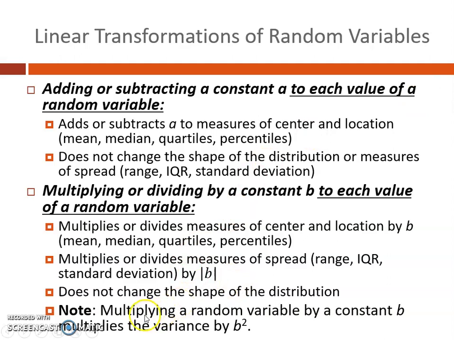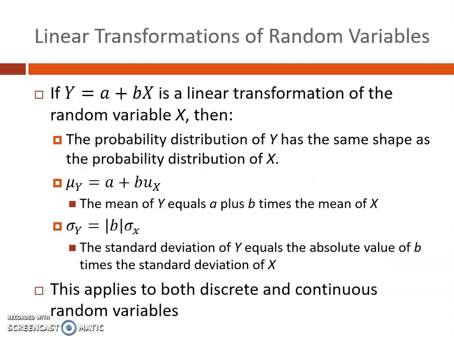Just a note down here, multiplying a random variable by a constant b multiplies the variance by b squared. Because remember, the variance is just the square of the standard deviation. Standard deviation is the square root of the variance.